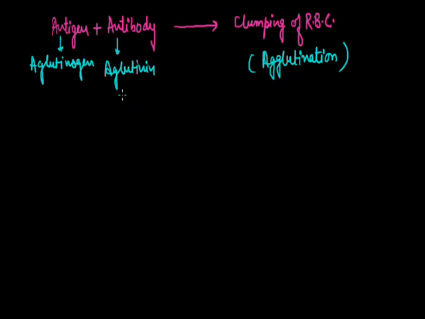Similar kinds of antigen and antibody react, and as a result RBCs stick together, and now they are not available to carry oxygen and CO2 in the blood. This phenomenon is called agglutination, which leads to death. So during blood transfusion we have to check antigen and antibody, or blood groups.